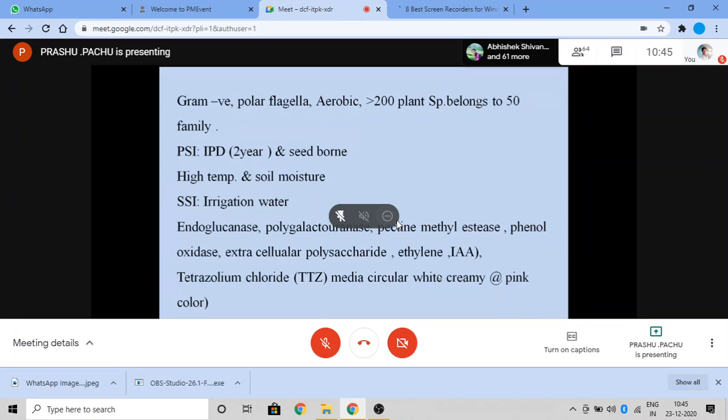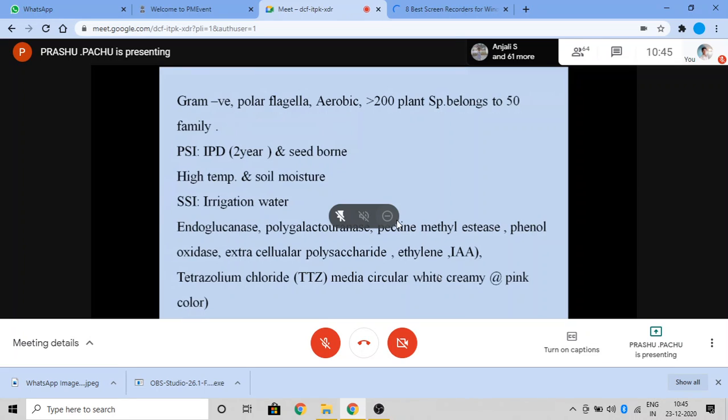And with respect to the secondary source of inoculum, that means the inoculum which is going to cause further infection, it is usually the bacterial cells. That means it doesn't produce any kind of spores. In fungal pathogens we can see differently colored, different shaped conidia and spores. But in the case of bacteria, whichever the bacteria, we don't see any kind of spores. Here, it is the bacterial cells.